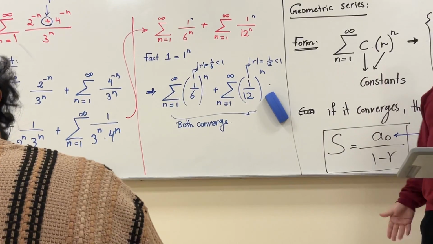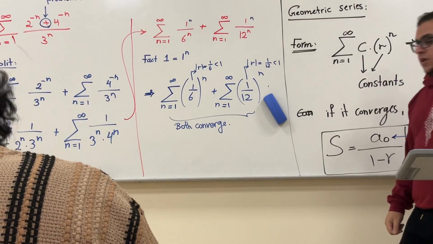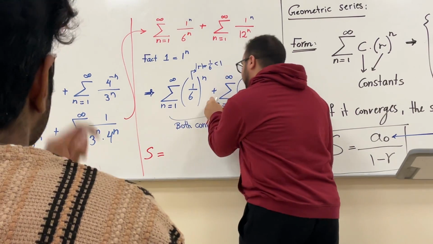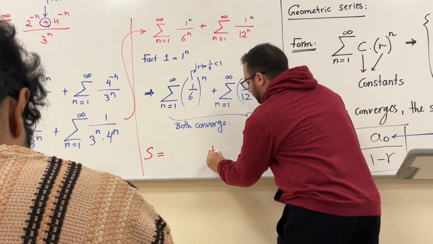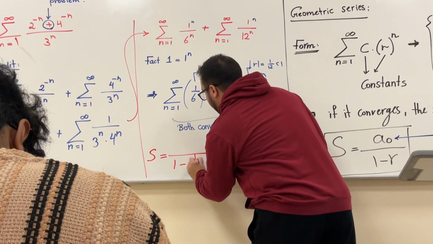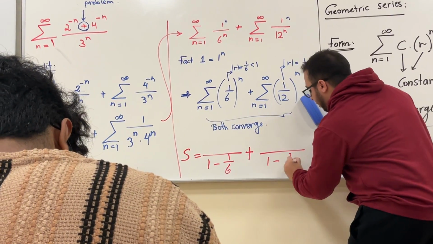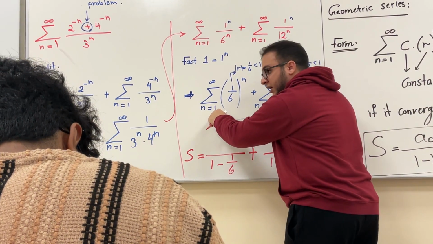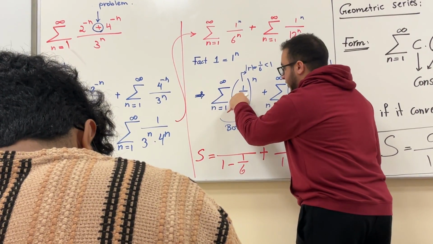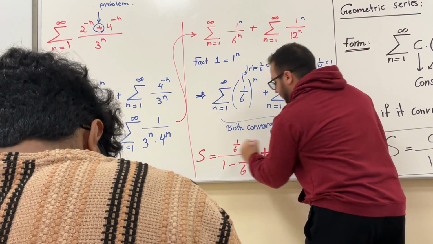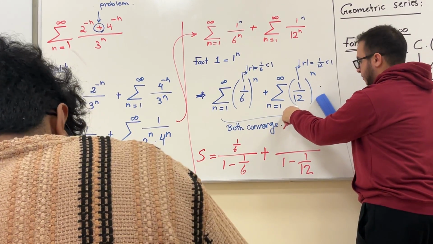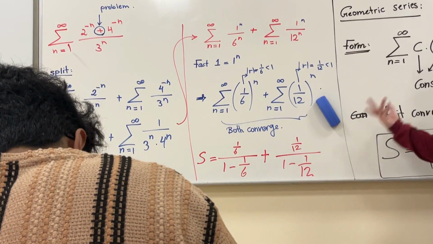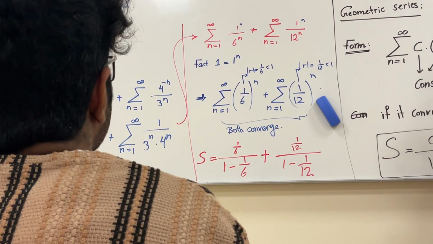I said if it's convergent, find me the sum. Right. You take the first one. How do you find the sum? S equals, let's do this sum plus this sum. First term over 1 minus r and first term over 1 minus r. Right? What's the first term in this series? You plug the first index. What do you get? 1 over 6 power 1. What's the first term here? 1 over 12. Done. This is a number you can do on the calculator, it's fine. Okay?